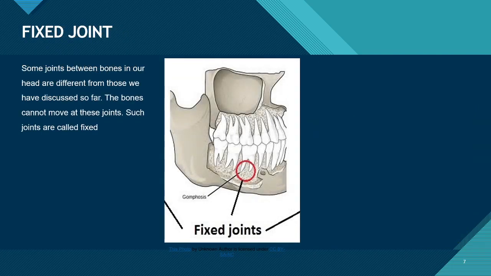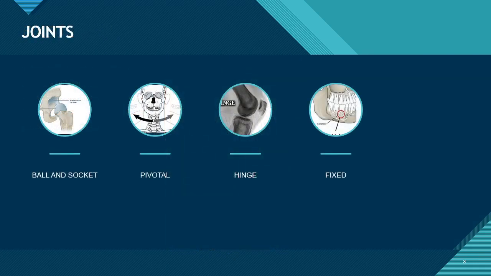The next joint we have is fixed. In the picture you can see where the fixed joint can be seen. Some joints between bones in our head are different from those we have discussed so far. The bones cannot move at this joint. This is a type of fixed joint. Okay. So summarizing the joints, we have ball and socket joint, pivotal joint, hinge joint and fixed joint.